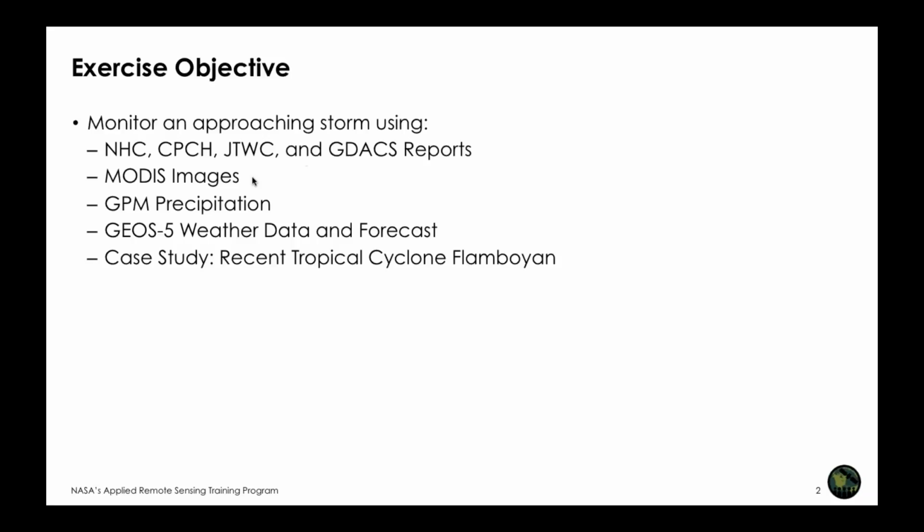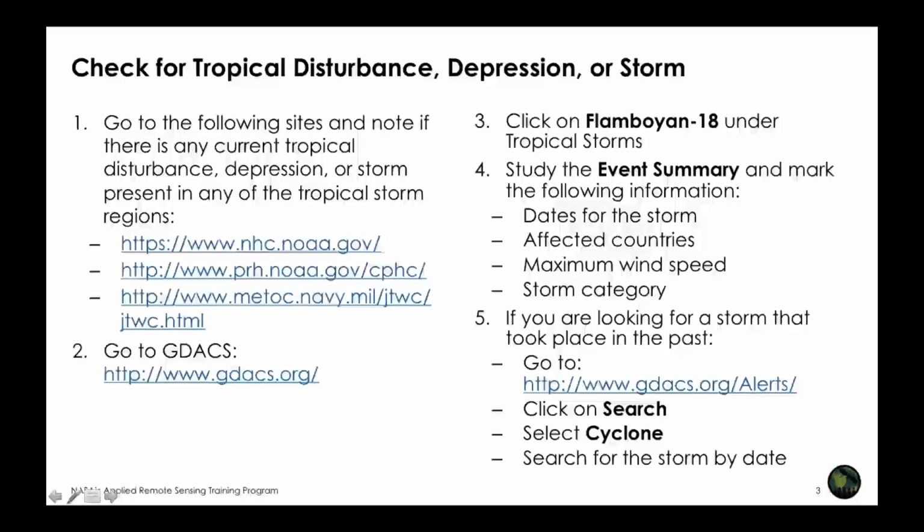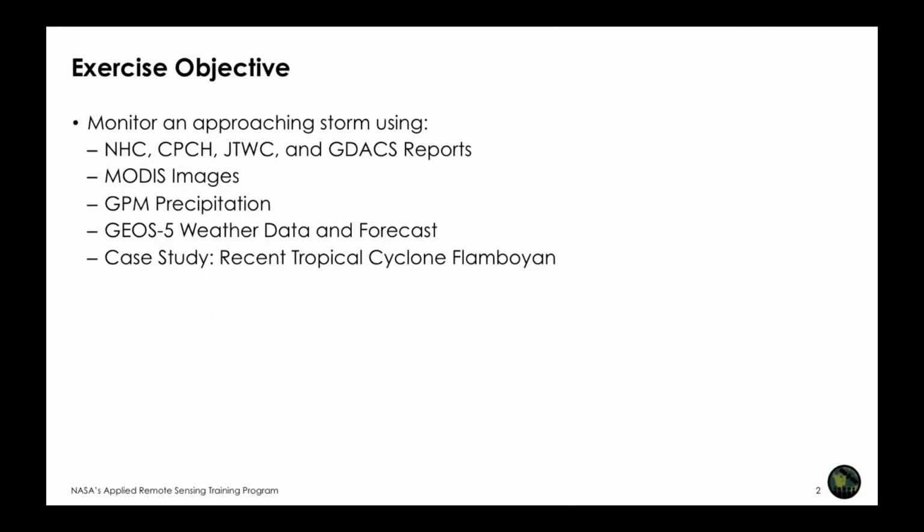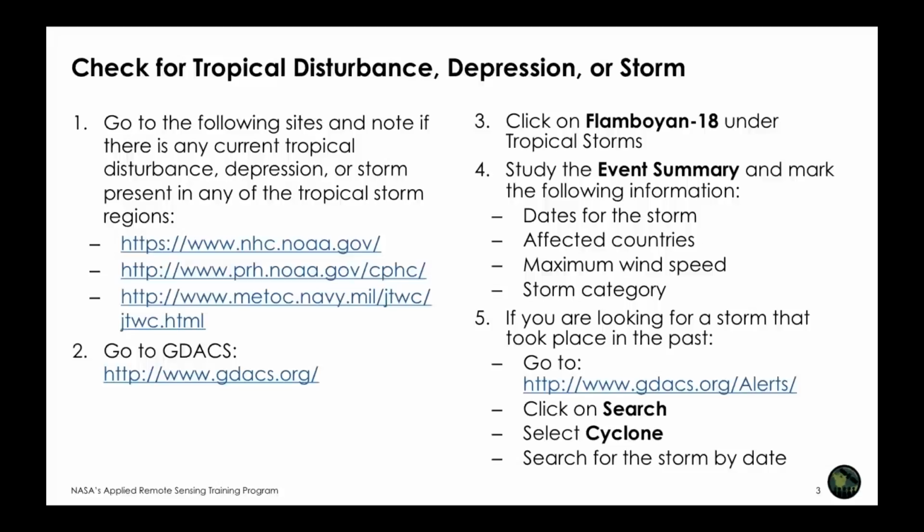Central Pacific Hurricane Center, Joint Typhoon Warning Center, and GDACS, just to see what the current condition is. And then later on, you can look at Worldview and also look at geostationary satellite to see a recent storm. The recent cyclone we're going to look at is Cyclone Flamboyant that formed over the southern Indian Ocean. So what we will do is give you a few minutes to work through this exercise.